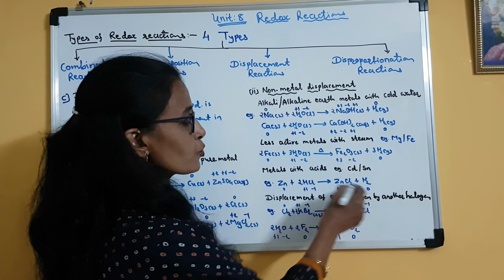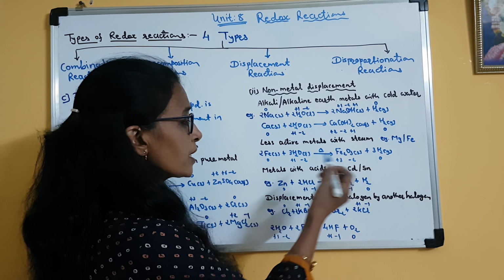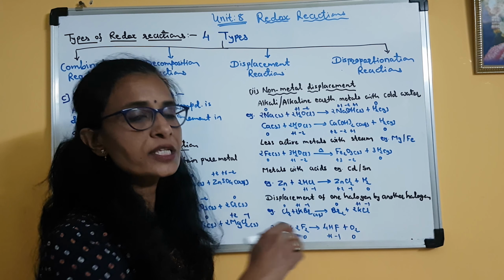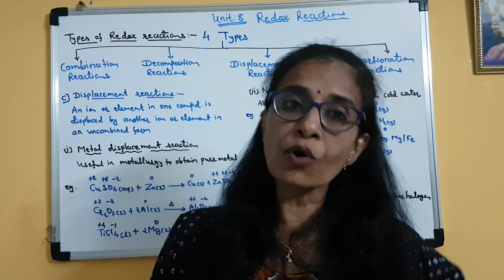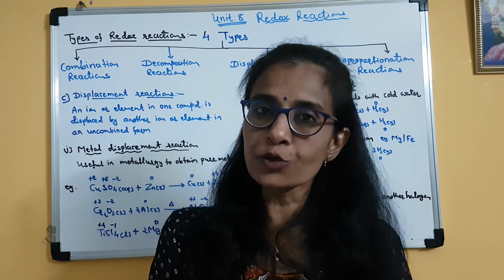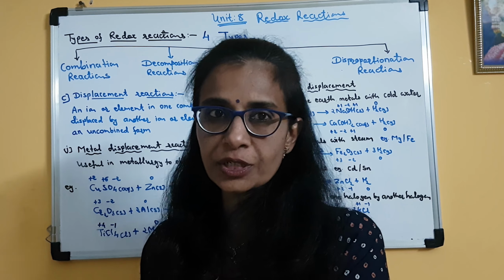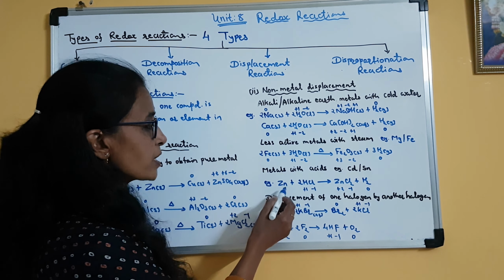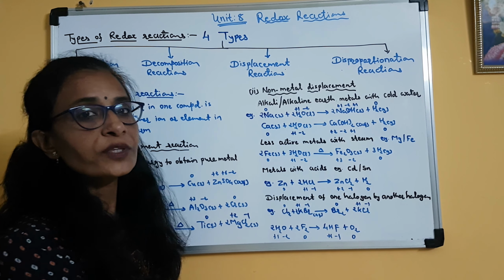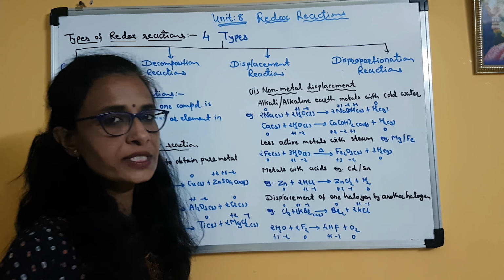Hydrogen from +1 to 0 means it is undergoing reduction. Clear? So here zinc is a reducing agent and hydrogen is an oxidizing agent. Remember one thing: metals undergo oxidation, so they are reducing agents. Non-metals undergo reduction, and that is why they are oxidizing agents. So here zinc is a metal, so it is a reducing agent. Hydrogen is a non-metal, so it is an oxidizing agent.